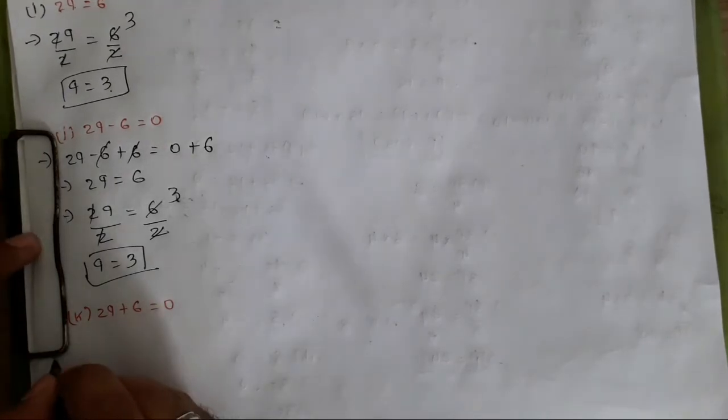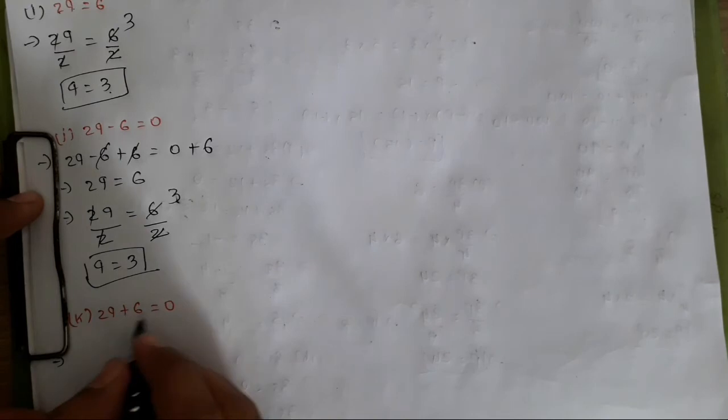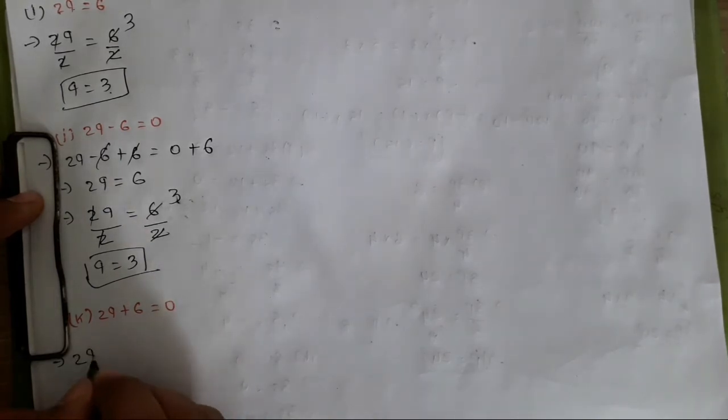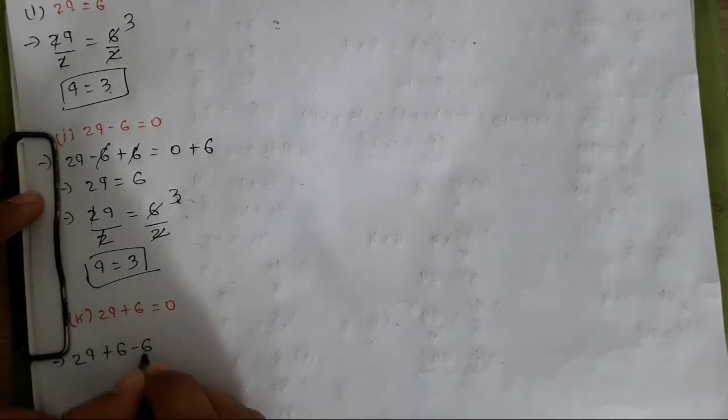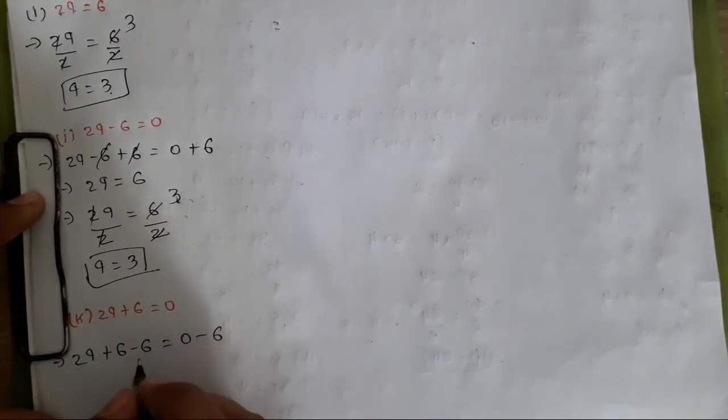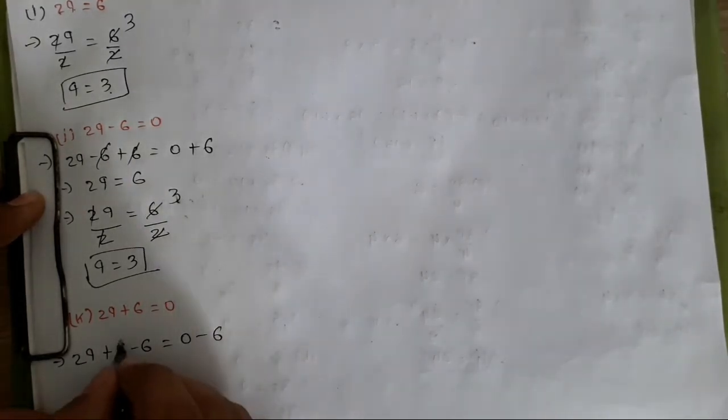Now the next one, 2q plus 6 is equal to 0. So here to find the value of variable q, first of all, we have to remove this plus 6. So for that, 2q plus 6 minus 6 is equal to 0 minus 6. To remove this plus 6, I have to subtract 6 from both sides. So here plus 6 minus 6 will be cancelled. So 2q is equal to minus 6.